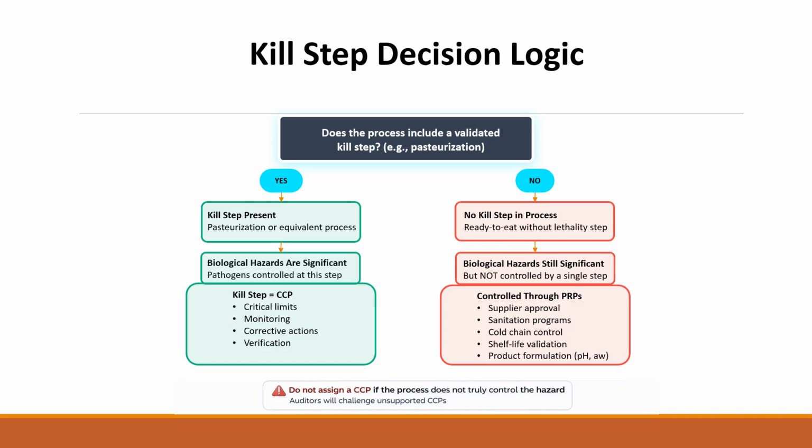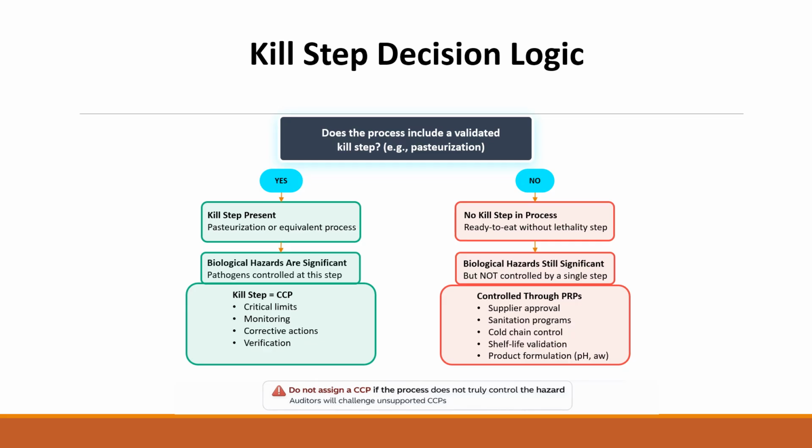Here's a critical HACCP decision point. Does your process include a validated kill step, such as pasteurization? If there's a kill step, that step is commonly identified as a CCP because it is specifically designed to control biological hazards. In this case, your hazard analysis should clearly show that pathogens are significant and that they are controlled at this CCP. You would then define critical limits, monitoring activities, corrective actions, and verification procedures for that step.